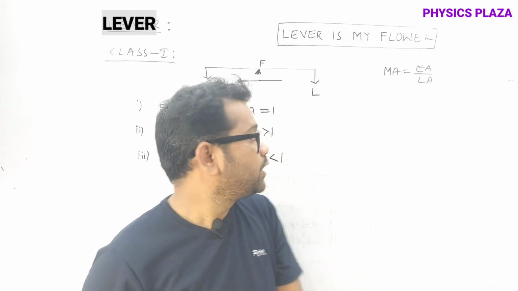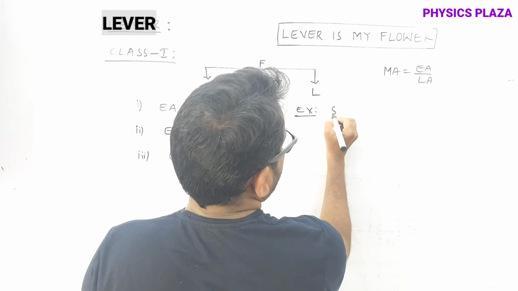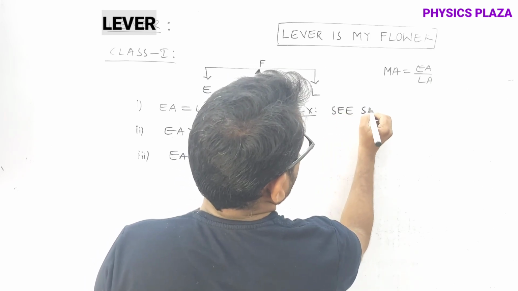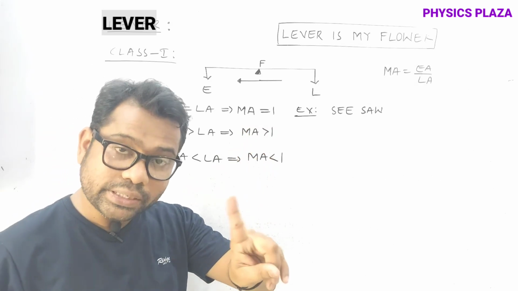Next we'll discuss another example. The best example, let us take a seesaw, children. So here, seesaw will be the best example for mechanical advantage equal to 1.